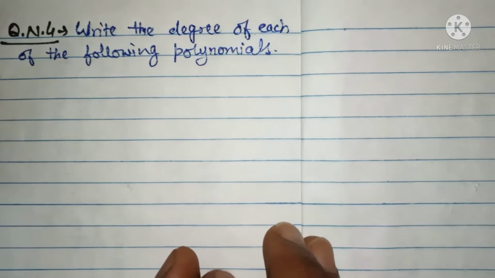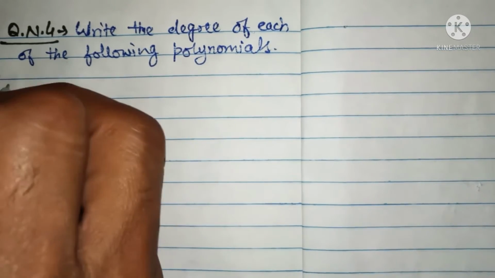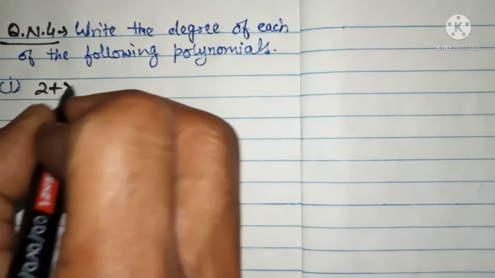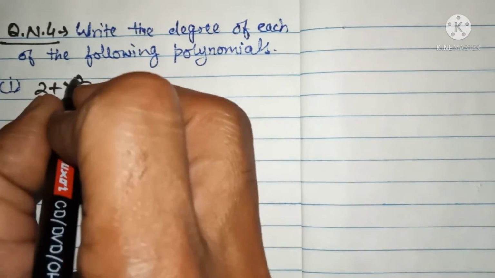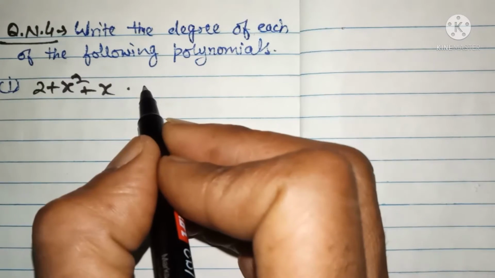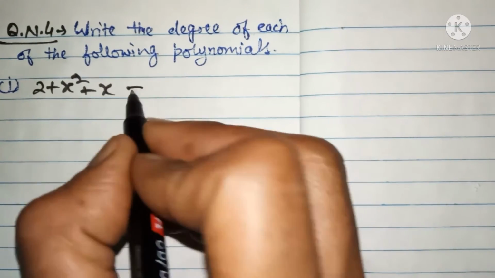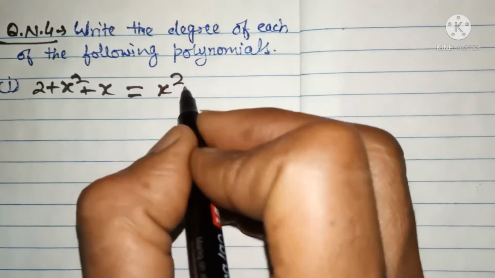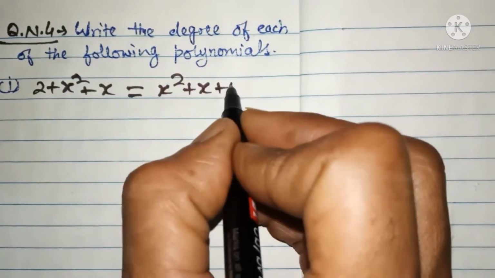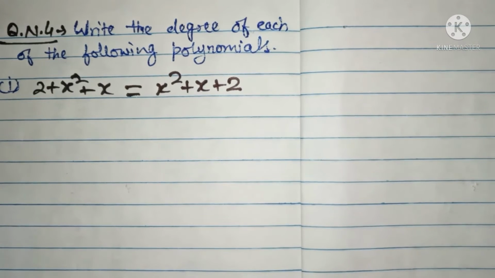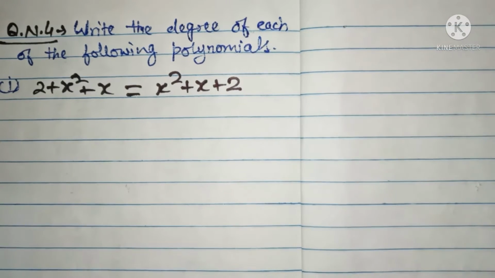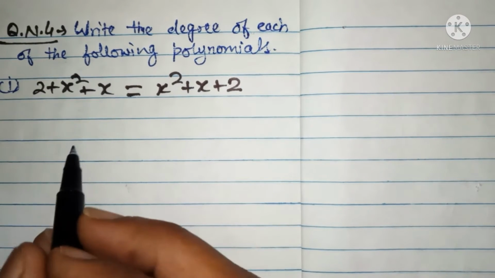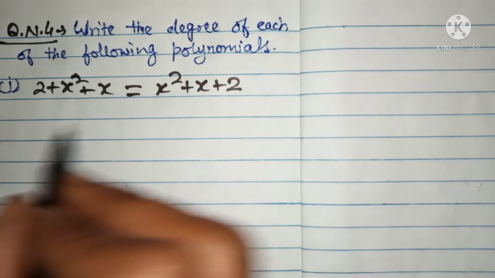We are given some polynomials. The first part of this question is 2 plus x square plus x. In the standard form, it will be x square plus x plus 2. In the standard form, we arrange the terms in decreasing order of the power of the variable.